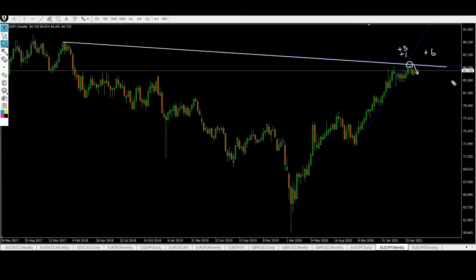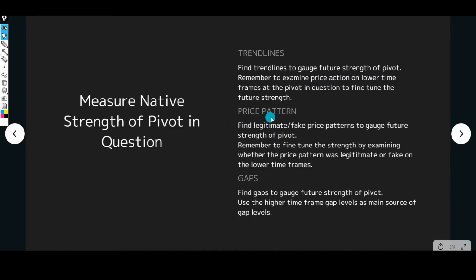Okay, now let's go on to price patterns. Alright, price patterns. Okay, so find legitimate or fake price patterns to gauge the future strength of a pivot.